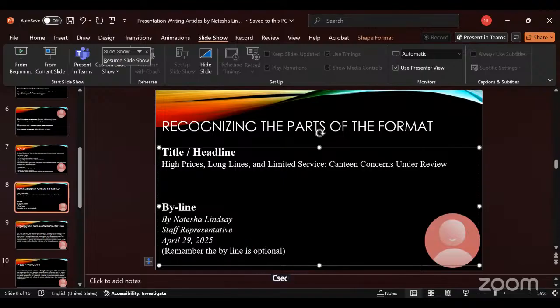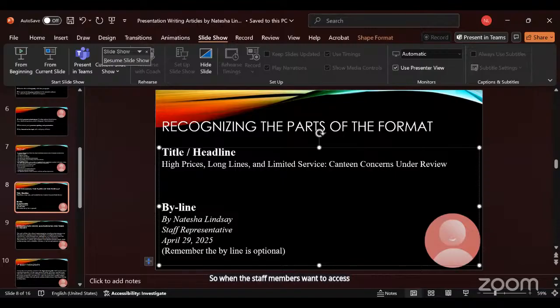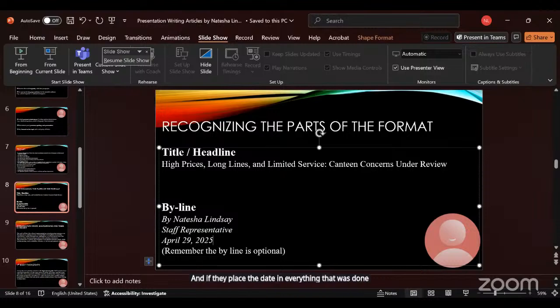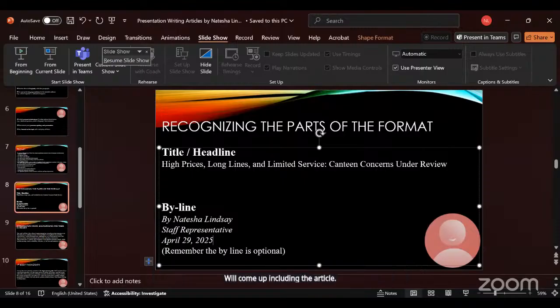CSEC will not take away a mark from you for that. So you have given the publication date. So therefore, this newsletter, because what you are indicating is that this newsletter for the organization is actually an online newsletter. So when the staff members want to access this article and they don't remember the title of the article, they can go into the company's website where they do their publication and put in the date. And if they place the date in, everything that the organization uploaded on that particular date will come up, including the article. Okay, so you can do that.